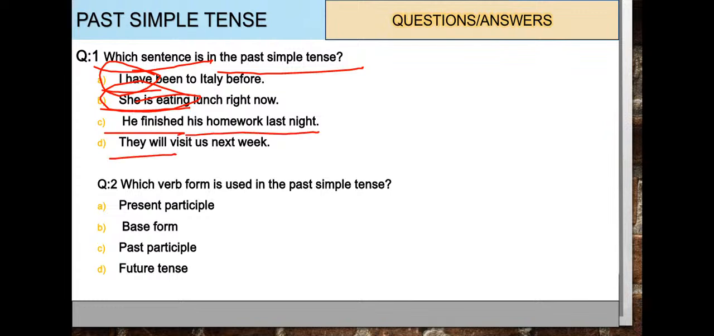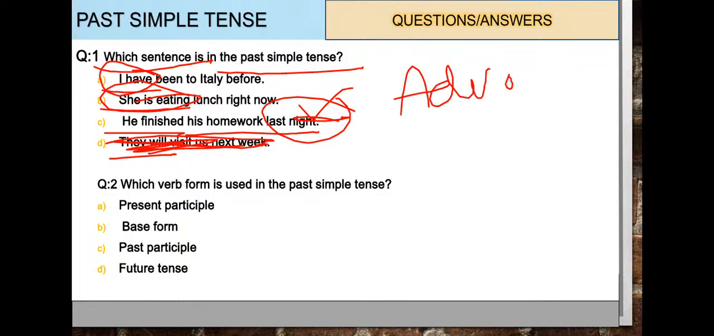Okay, now we have got the third one. Just because we got the hint in the uses, it can be used most of the time with an adverb of time, and last night is an adverb of time. Okay, this is the first signal and first sign we have got right here.